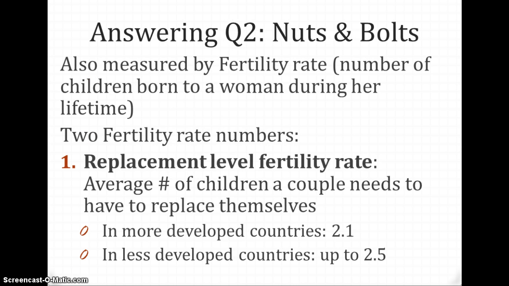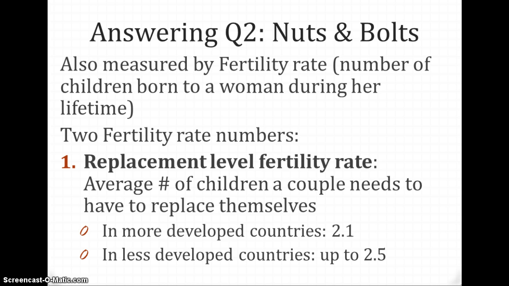So population is also measured by fertility rates, which is definitely more positive than thinking about death rates. Our fertility rate is the number of children born to a woman during her lifetime. And there are two important fertility rate numbers. The first is the idea of a replacement level fertility rate, which is the average number of children a couple needs to have to replace themselves.